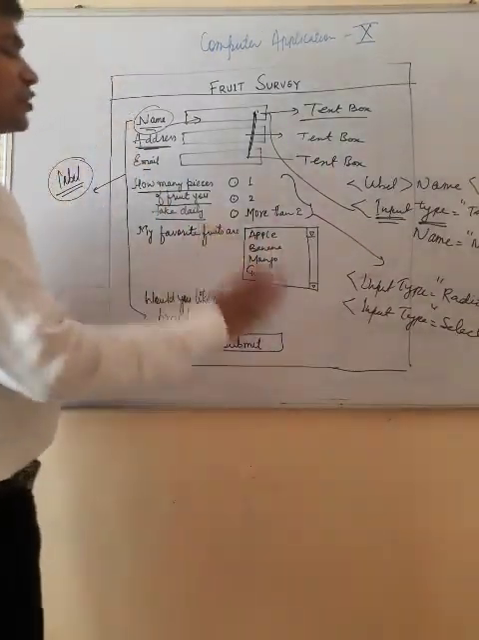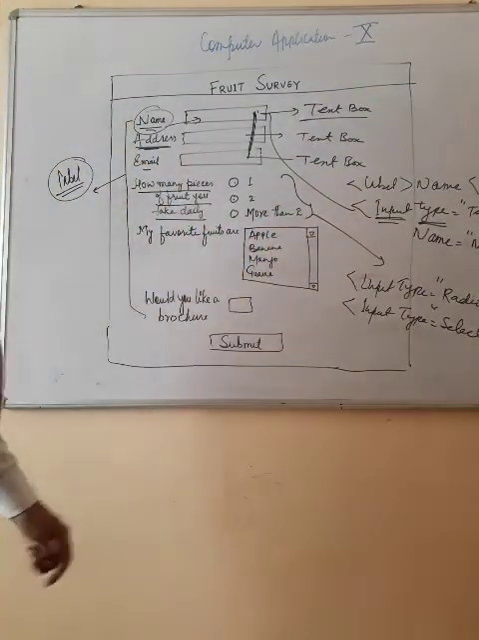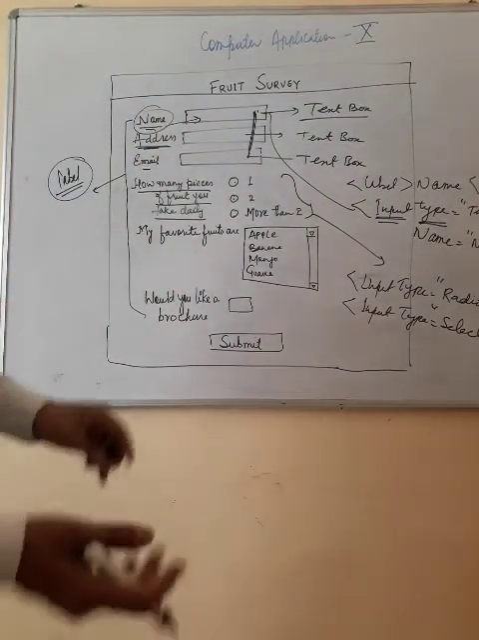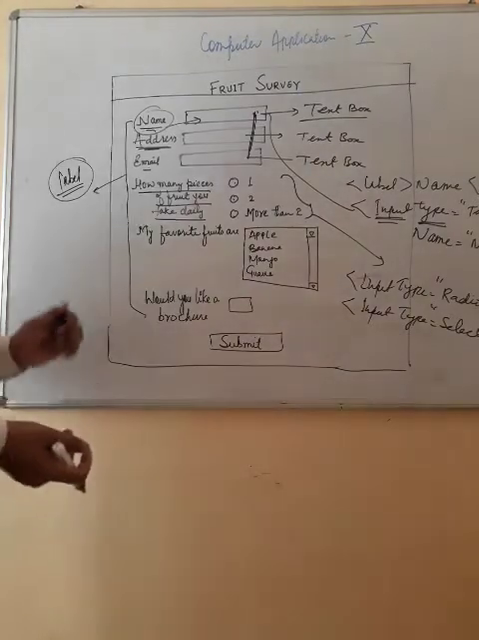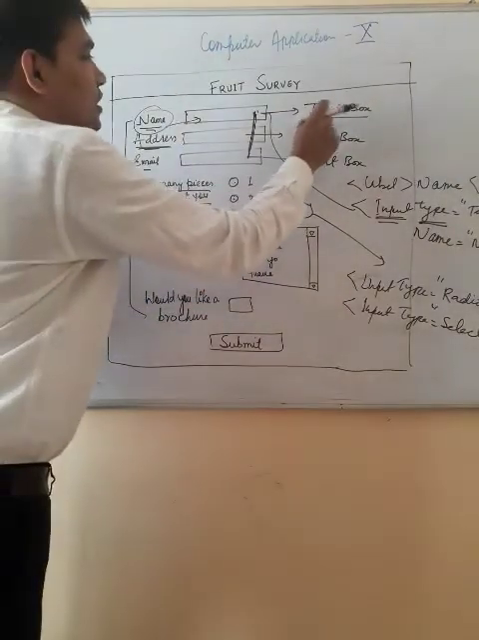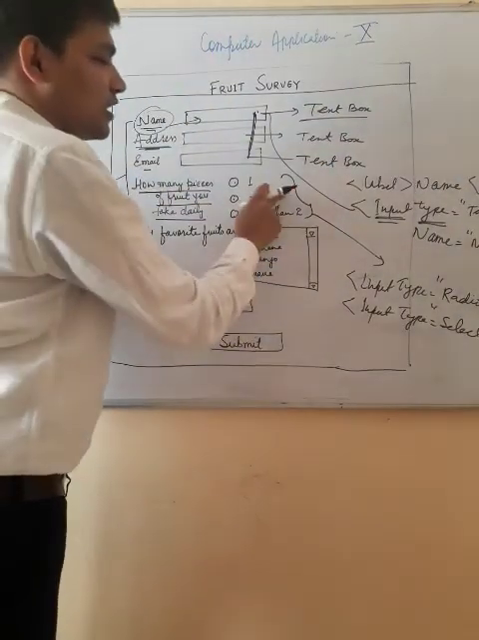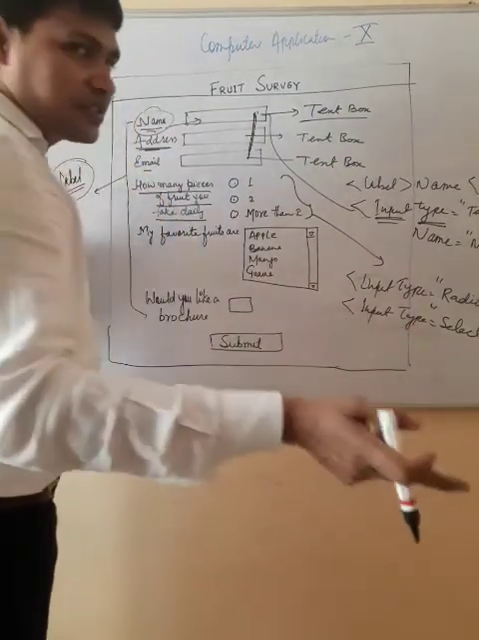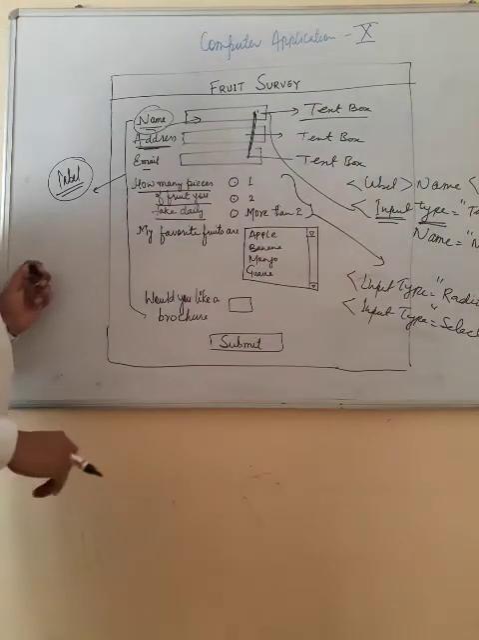This is the complete overview of the different components of the forms that I am going to discuss here. The first thing is the text box, another thing is the radio button, and the next thing is the select. In the previous class I discussed these things.